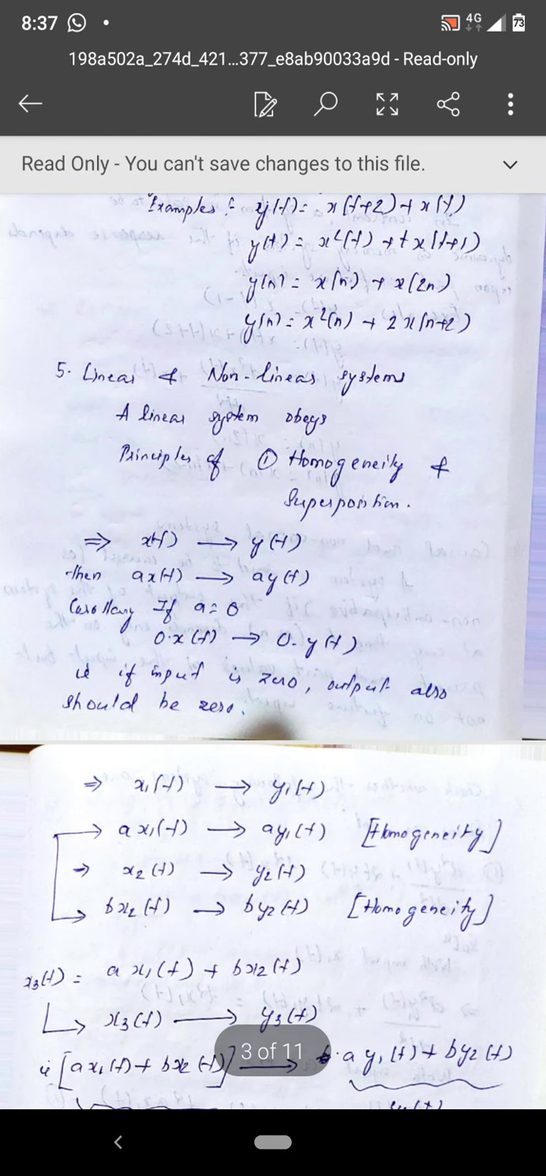And the fifth classification is another very important classification, that is linear and non-linear systems. So a linear system obeys two principles. One is the principle of homogeneity, and next is the principle of superposition. Okay, so first we'll see what is the principle of homogeneity.